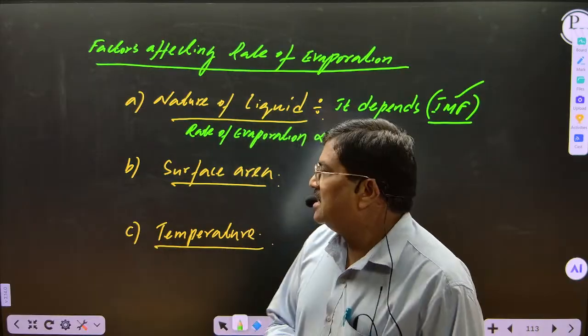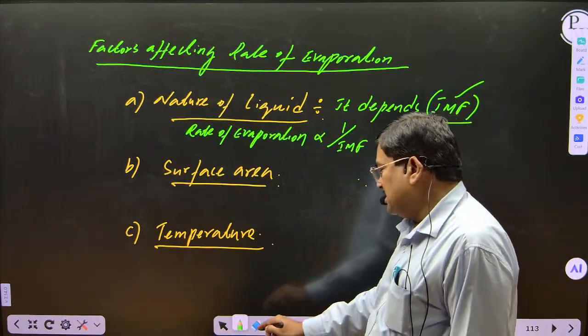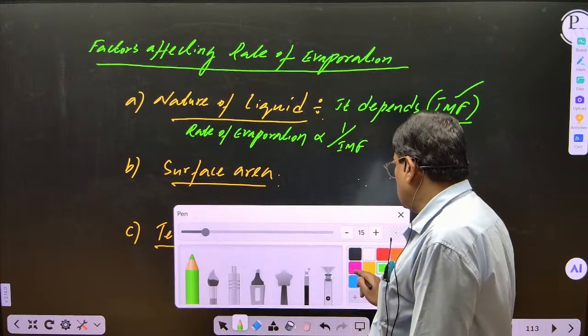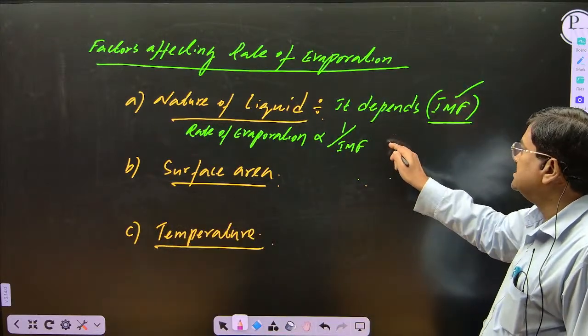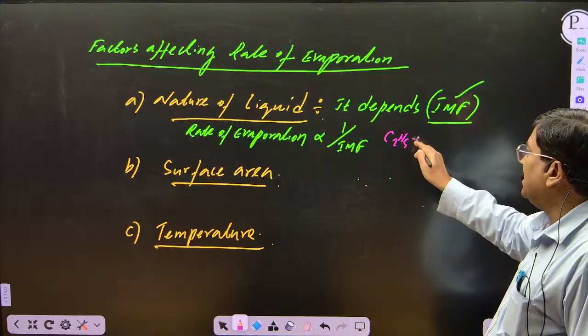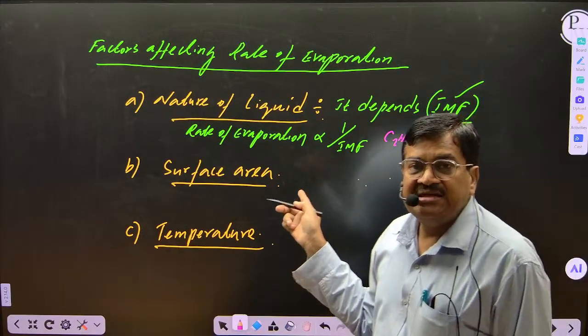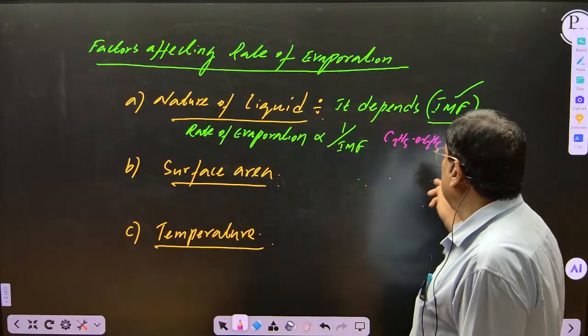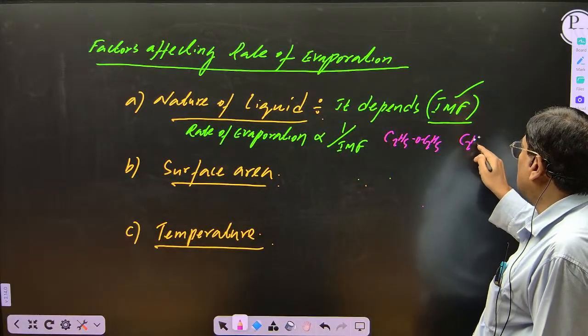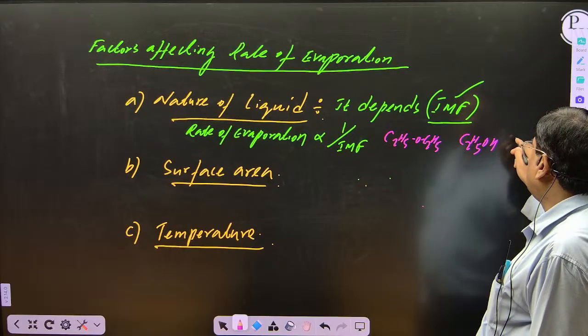Following, students. For example, I am taking diethyl ether. What is the formula of diethyl ether? C2H5-O-C2H5. Later we will study organic chemistry; in 11th class you may have studied this diethyl ether. And I am taking alcohol, ethyl alcohol. And I am taking water.